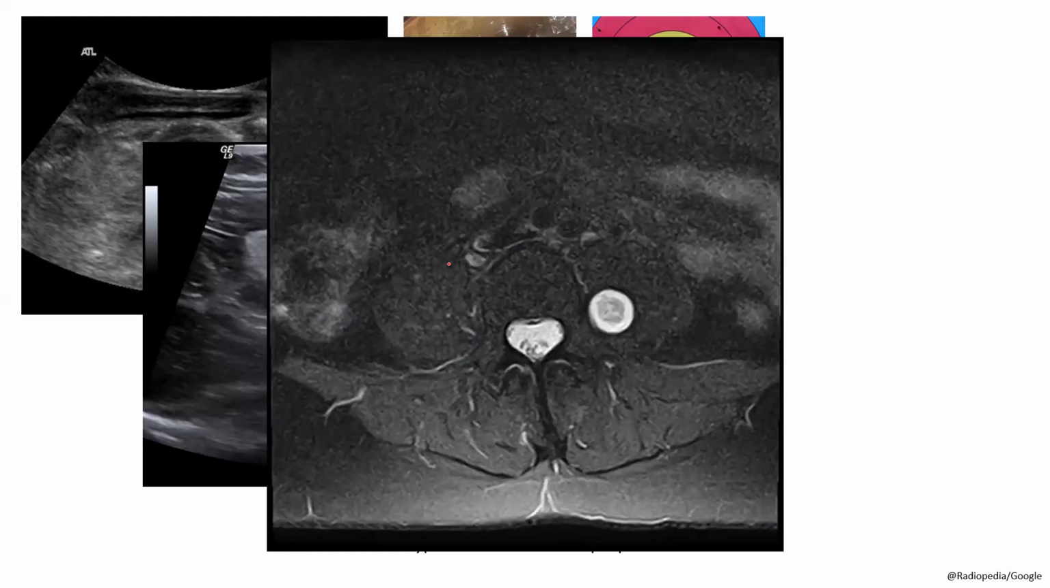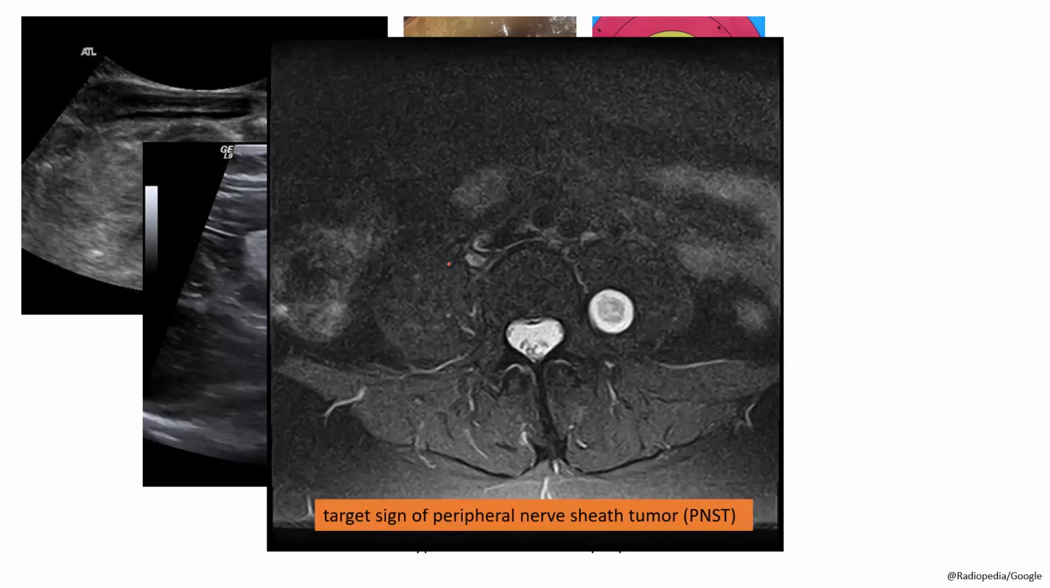This is another target sign or donut sign of a peripheral nerve sheath tumor, which can be seen anywhere in the body. In this case, it is in a paravertebral location.